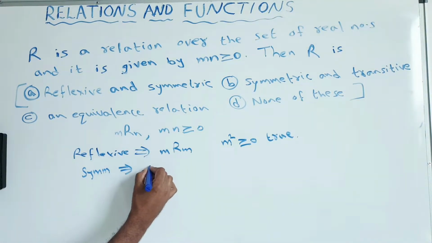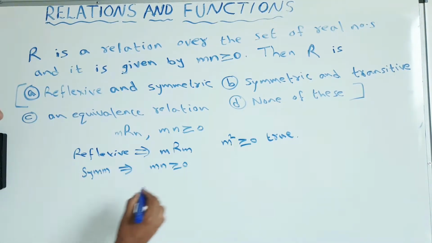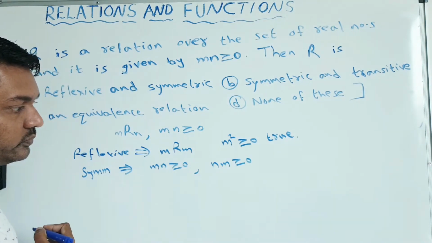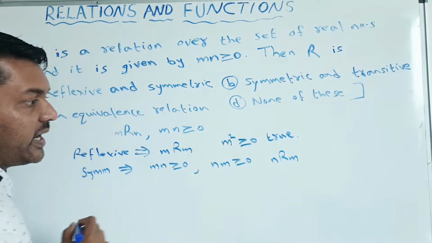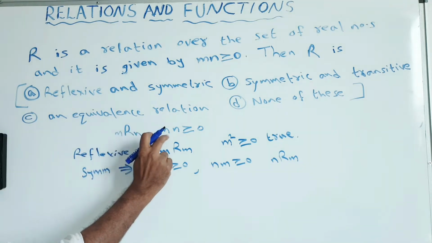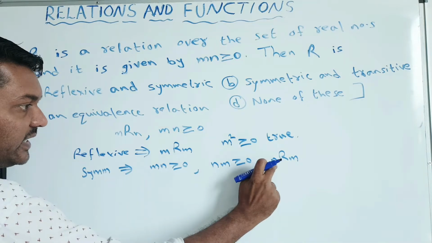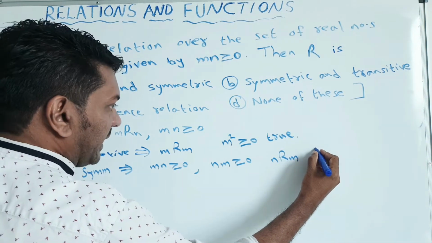m related to n is given mn greater than or equal to 0. If mn is greater than or equal to 0, you can write nm greater than or equal to 0. This means n is related to m, or (n, m) is an element of R. So nm greater than or equal to 0 means n related to m. So you are getting it as symmetric relation.